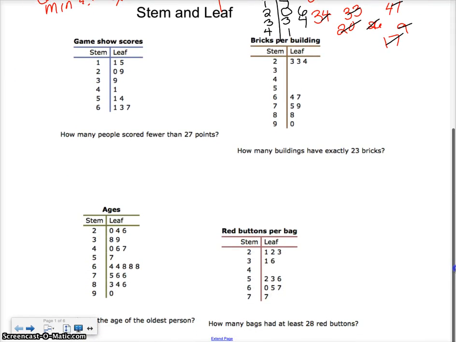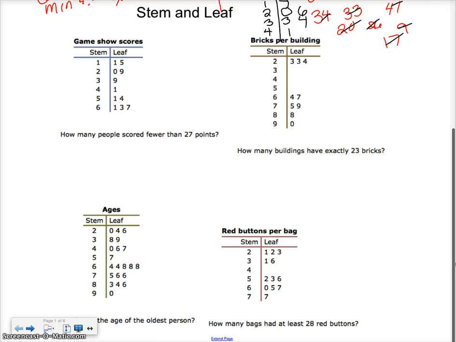Okay, let's analyze it. Games show scores. So it looks to me like I have stems going from 1 to 6, and my leaves are all my different scores. How I read this would be, the first one would be 11, and then 15, 20, 29, you see it? 39, 41, 51, 54. So you just always start with that step.